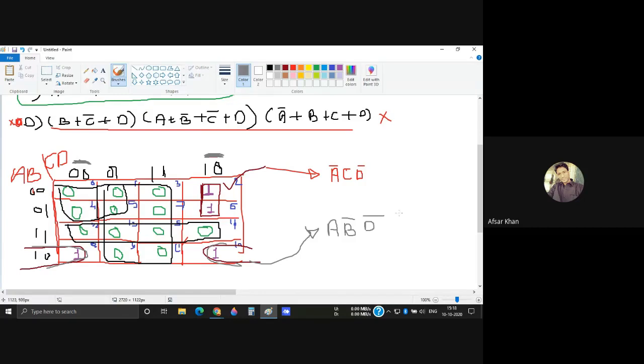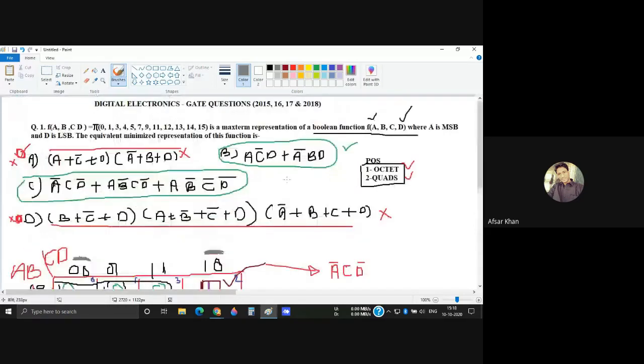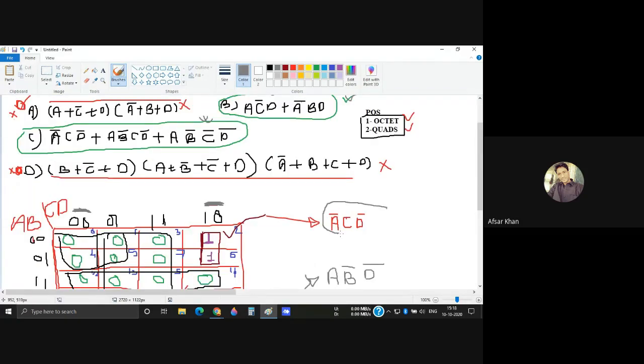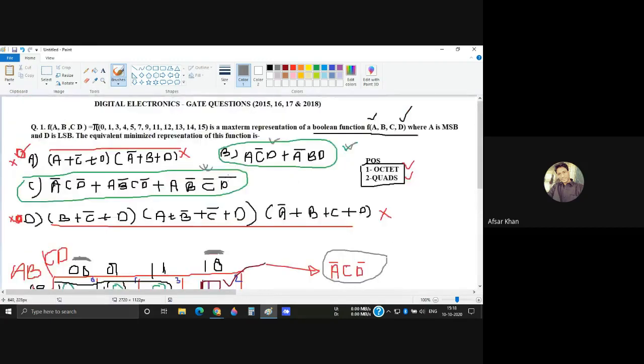Are you getting? Now tell me, this option is also not present in this expression. Is it present? We have remained with option B and option C. Out of these two, one will be correct. We have solved these two pairs, but these are not present in the options. But the answer will be out of these two.